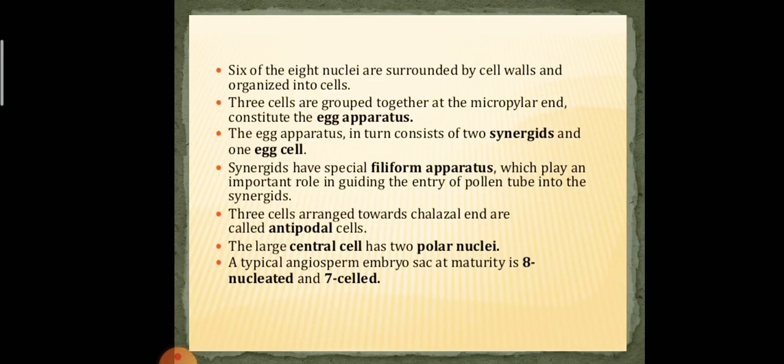From that, the egg apparatus has 2 synergids which have a filiform apparatus, useful for guiding the pollen tube or for bursting the pollen tube. The 3 antipodal cells at the chalazal end are useful for nourishment in later post fertilization changes, and for double fertilization we have polar nuclei or central nuclei. In fertilization we will discuss that. So this is regarding the female gametophyte.